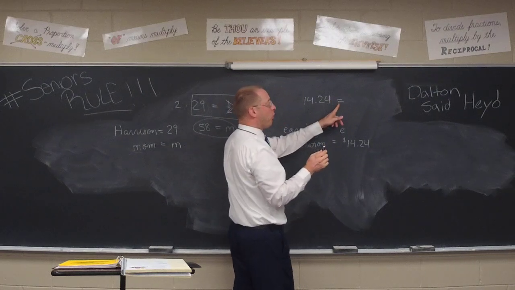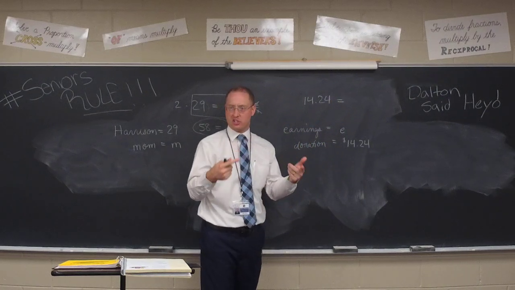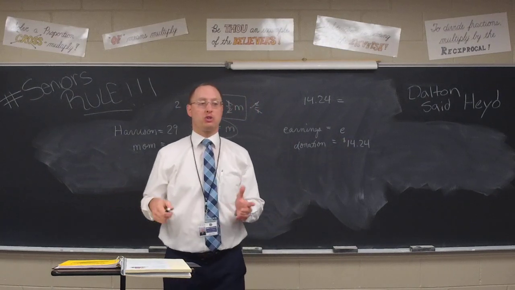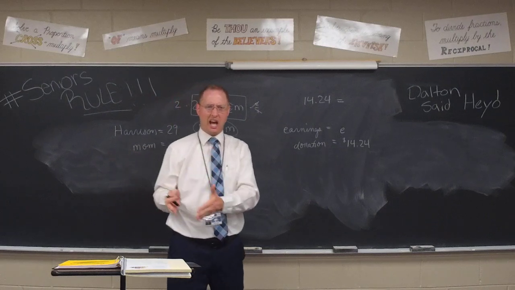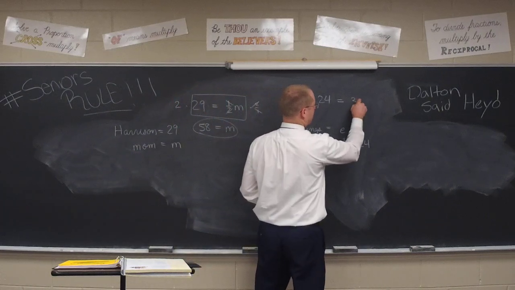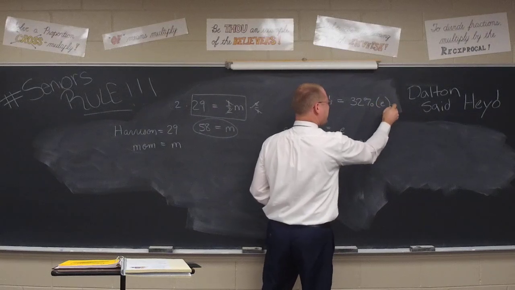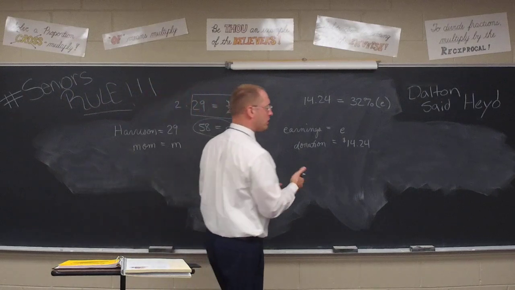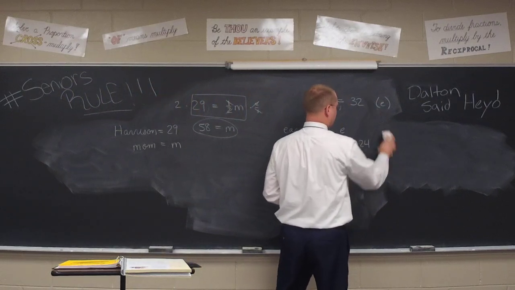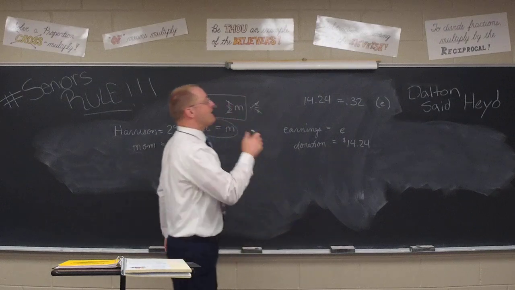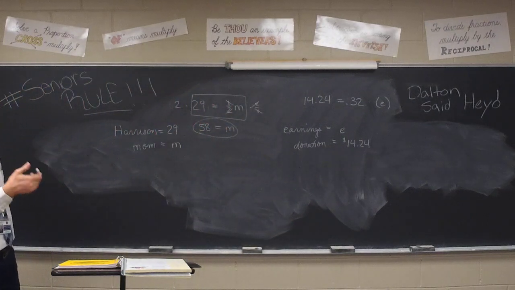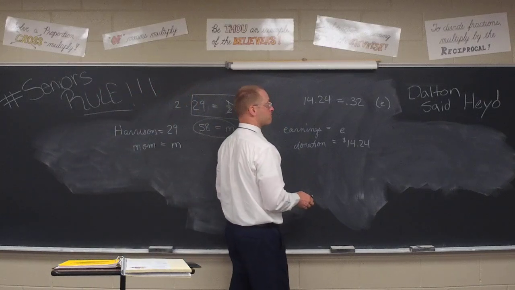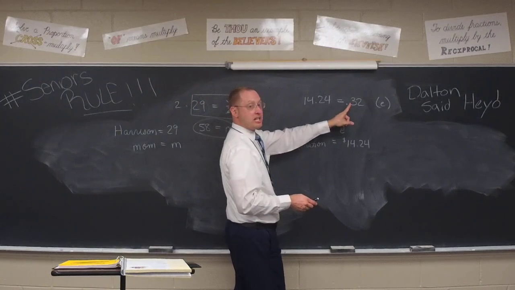Her donation was 32% of her earnings. Well, what does of mean? Multiply. So we need to multiply 32% times her earnings. That's 32% times E. Well, do we ever multiply percents, class? No. We always change them to decimals. So we'll make this 0.32. Now, how do we get the E, her earnings, by itself? Divide by 0.32.